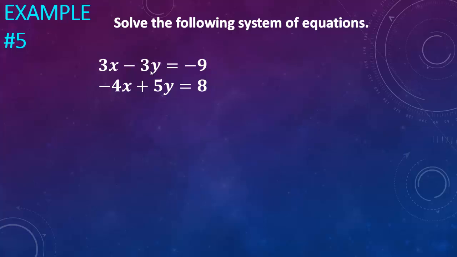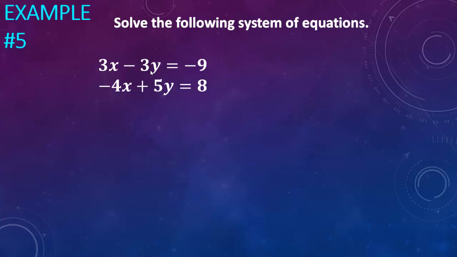All right, last example. So we've got 3x minus 3y equals negative 9. And we have negative 4x plus 5y equals 8. So you look at this and say, well, I've got a 3x and a negative 4x, so that's not going to work, because if I add them together, that's negative x. And then I've got a negative 3y and a positive 5y. If I add those together, I'm going to end up with 2y.